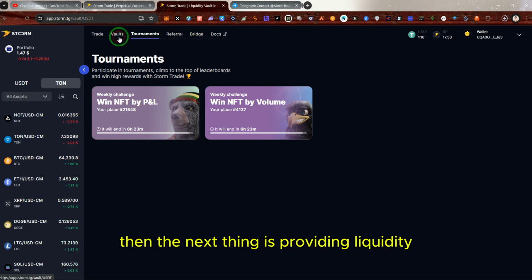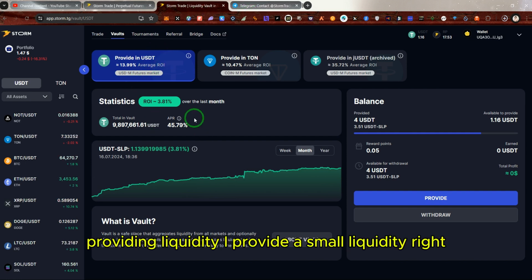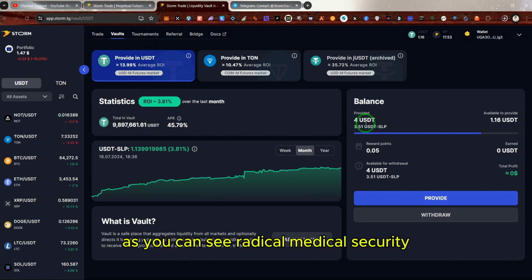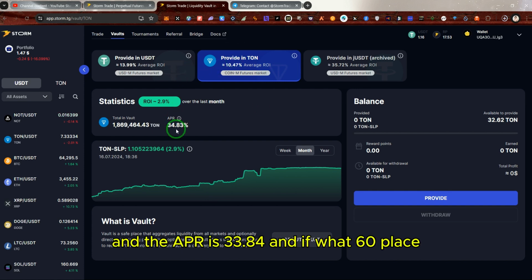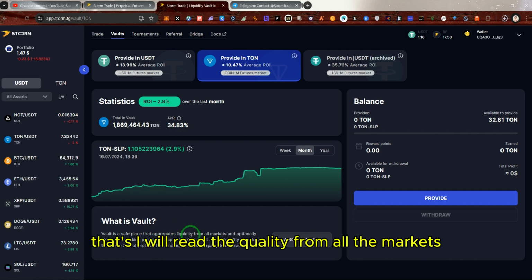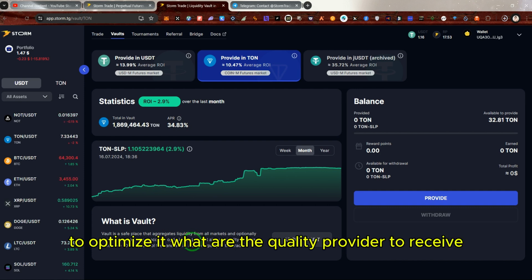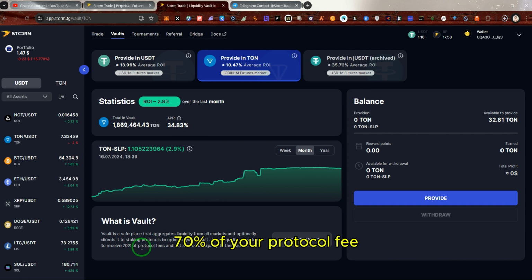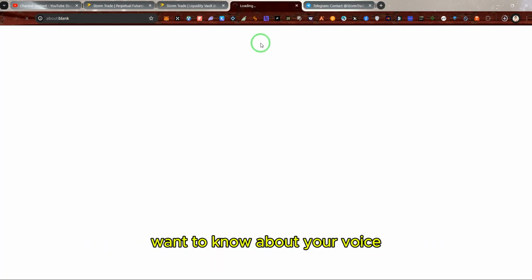Then the next thing is providing liquidity, which is this vault. I provide a small liquidity right here, as you can see, and I want to provide this one too. The APR is 33.84, and a vault is a place that aggregates liquidity from all the markets, optionally directing it to staking protocols to optimize yield. Both allow liquidity providers to receive 70% of the protocol fee, acting as a counterpart to the traders. You can read more about the vaults right here if you want to know about them.